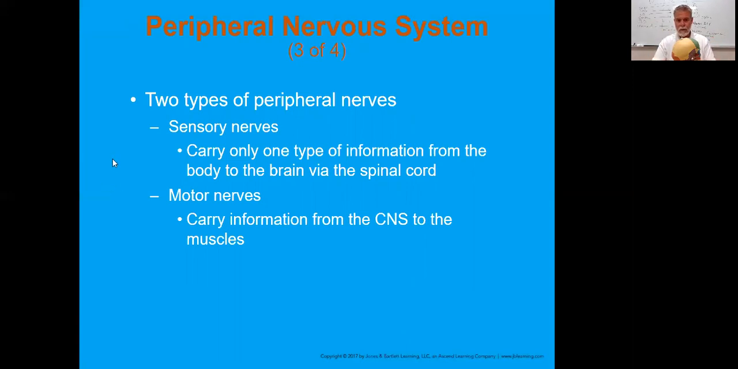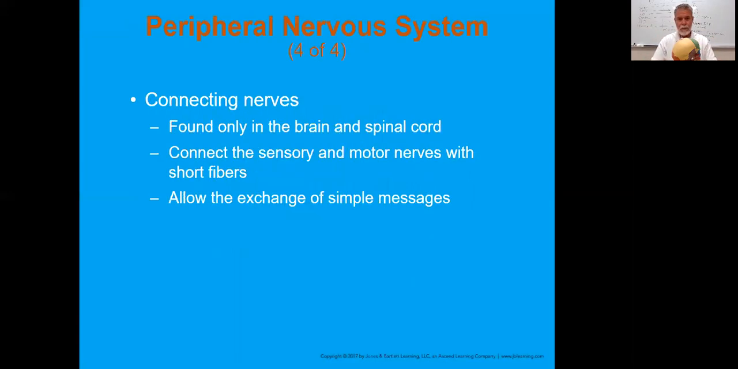The sensory nerves carry only one type of information from the body to the brain via the spinal cord. And sensory is the one that's pretty fascinating because it can, with some painful stimuli, just bypass that and send it directly to that nerve itself, or it'll just pull away directly. And again, these are all happening because of your billions of nerve fibers and taking place over just a fraction of a second. The connecting nerves are found only in the brain and the spinal cord.